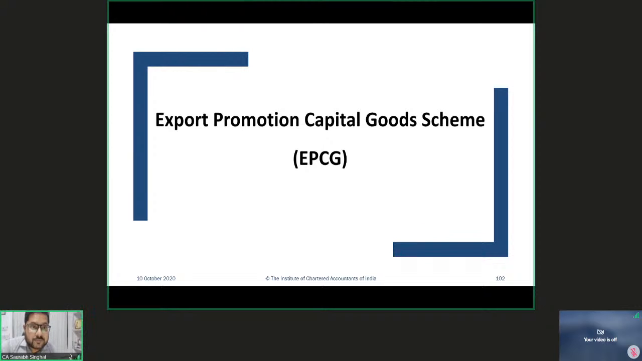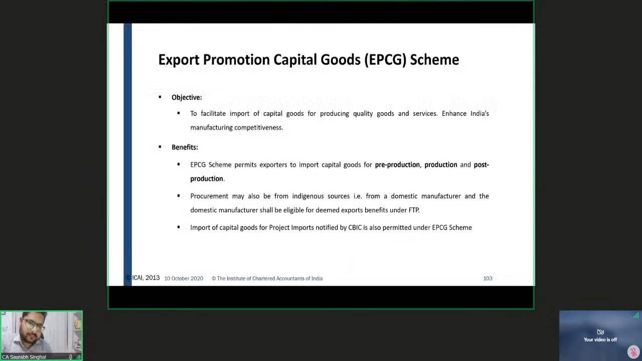We come to this scheme called the Export Promotion Capital Goods Scheme. What is the scheme? It is a scheme complementary to, or in line with, advance authorization. Advance authorization allowed you to import inputs duty free to be used for manufacture of goods which are ultimately exported. This allows you to import capital goods duty free which are used for the manufacture or service provision. This is also applicable for service provision. You have to remember this. Advance authorization was not. So you can import capital goods duty free for manufacture of goods which are ultimately to be exported, or for service provision outside India.